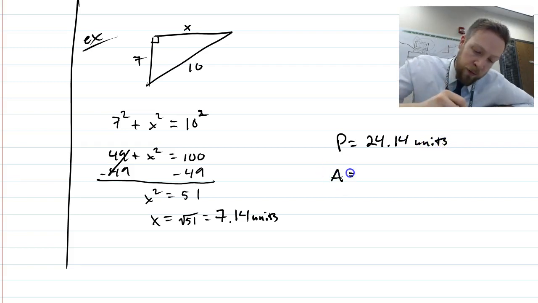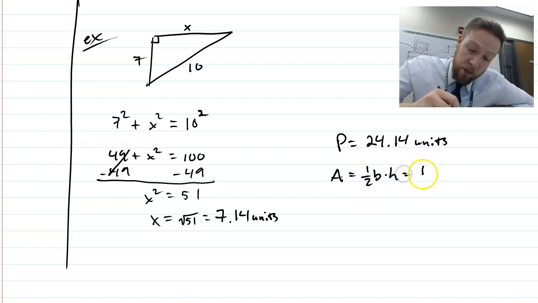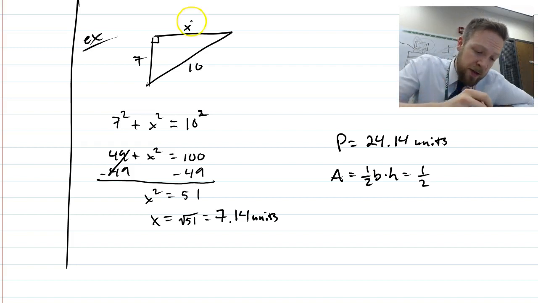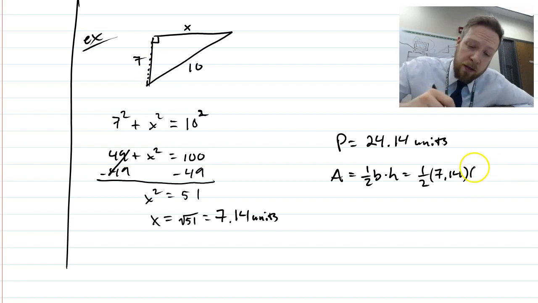If we're doing area, we still use 1/2 base times height, and that would be 1/2 times... be careful, because remember the base and the altitude have to be at a right angle. So in this case, the base would probably be what x was, which was 7.14, and that means the altitude is going down like this. So that would be 7 right there.